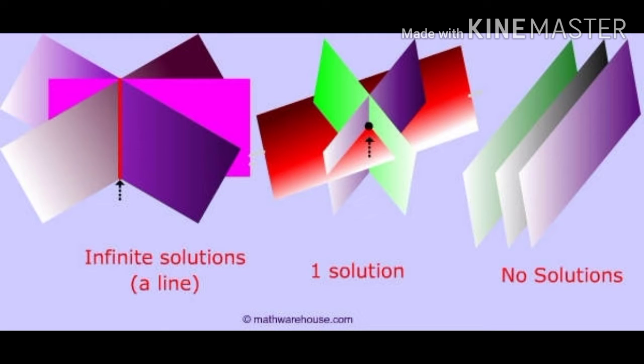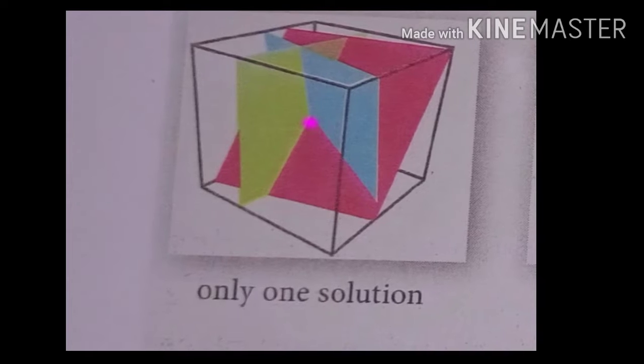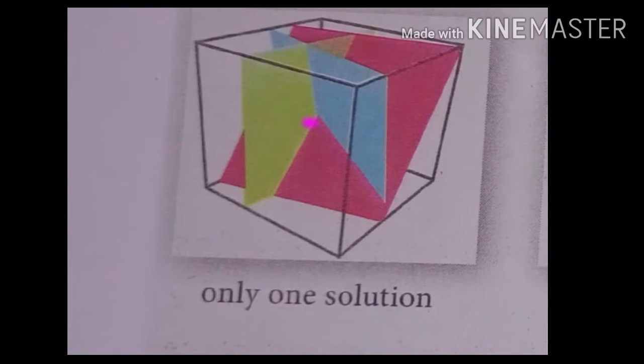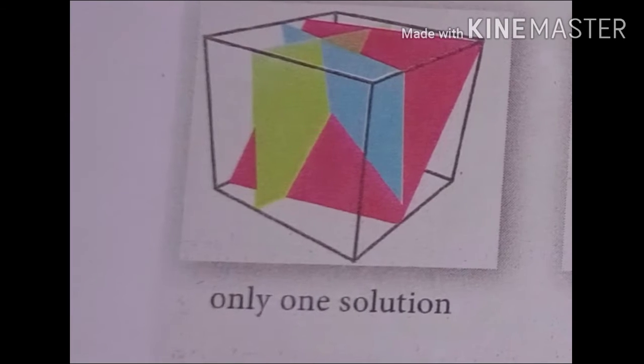Hello students, today we are going to see the third lesson, Algebra One words. At the beginning of the first question, we see three planes and how they are intersecting. In the first picture, three planes are meeting at only one point. This is consistent, we have only one solution.